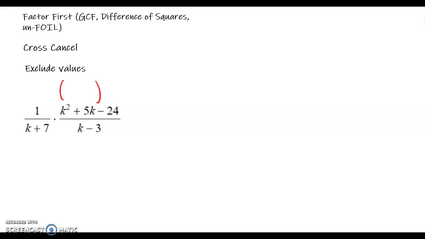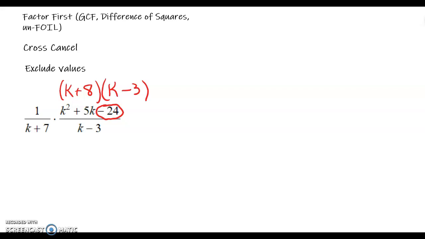There's no GCF to take out, so we're going to unfoil it. To get k squared, I know that this has to be k and this has to be k. Now I need to find factors of negative 24 that add up to 5. That will be a positive 8 and a minus 3. And with a quick mental math of multiplying, I can see that it's factored correctly.